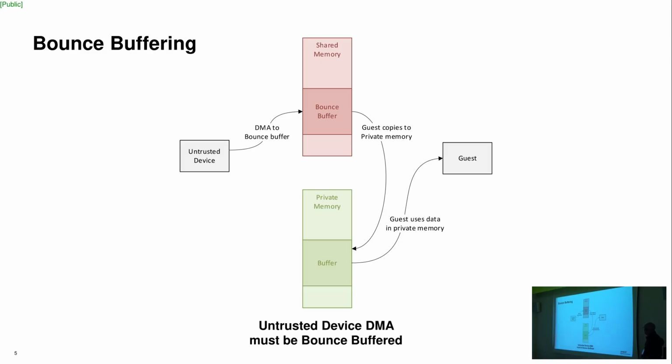So one of the downsides of drawing devices out of the trust boundary of a guest is you have to bounce buffer. So instead of having an untrusted device talk directly to private memory, we have to bring the untrusted device's DMA into a bounce buffer, and then the guest has to burn its own CPU cycles to copy that memory from shared memory to private memory.